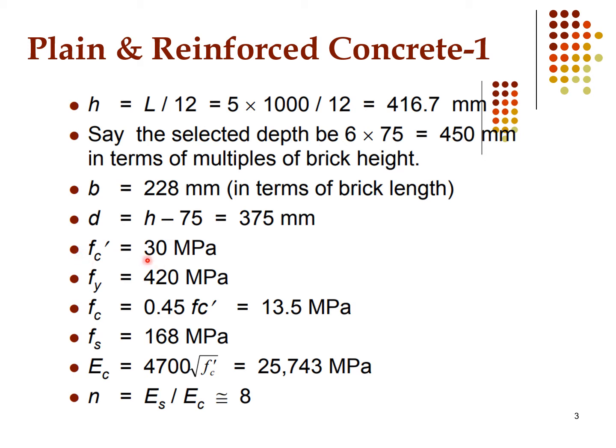f'c is given, which is 30 megapascal. fy is given, which is 420 megapascal. Now the limiting values: fc equals 0.45 f'c, which is 13.5, and fs equals 0.4 times fy, which is 168 megapascal. Ec is 4700 root f'c. If we plug the value of f'c equal to 30, we will get 25743 megapascal. Similarly, we need to calculate n, which is Es divided by Ec. So we will get n equals 8.